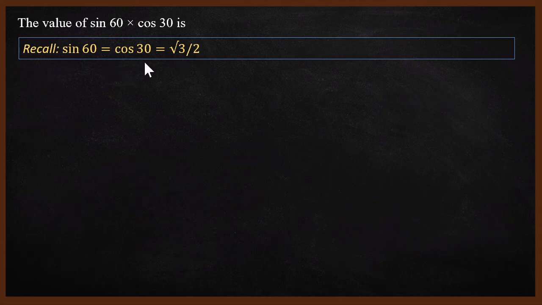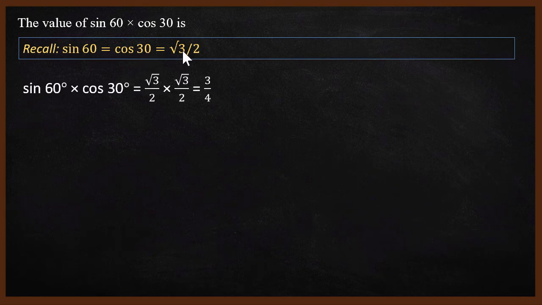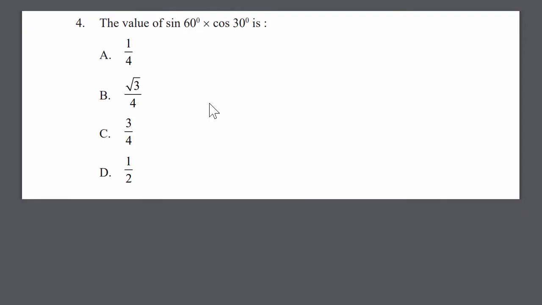Now, why are these the same? Because they're complementary angles. If you remember, sine of theta is the same as cos of 90 minus theta. In this case, theta is 60, and 90 minus theta is 30, so they're the same. Once you know this, it's a simple substitution. You multiply the two: root 3 multiplied by root 3 gives you 3, and 2 multiplied by 2 gives you 4. So the answer is C, which is 3 by 4.